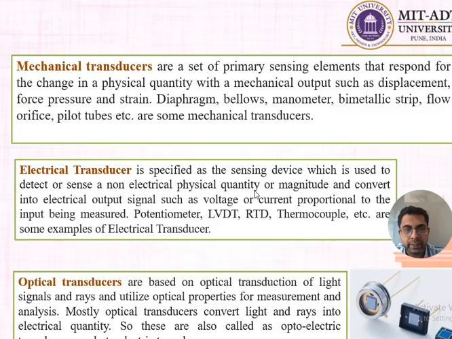Electrical transducer is specified as a sensing device which is used to detect or sense a non-electrical physical quantity or magnitude and convert it into electrical output signals such as voltage or current. And examples of the electrical transducers are LVDT and RTD.